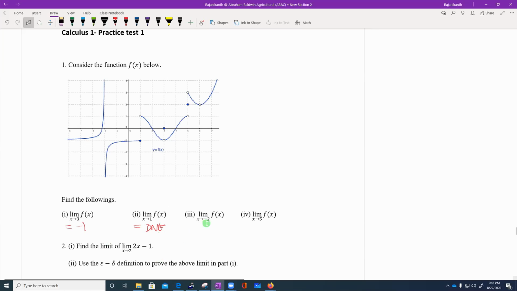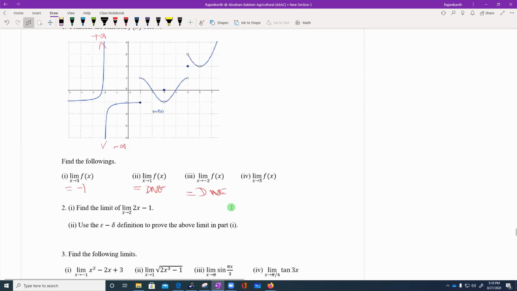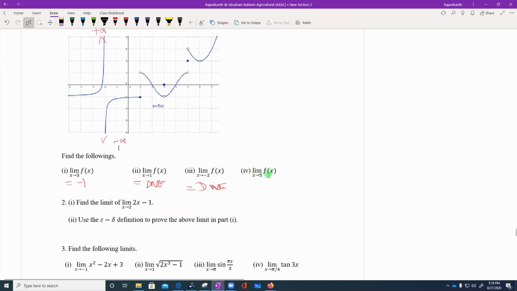Okay. x approaches negative 2. What's happening? What do you think? Does not exist. Yeah, it's an asymptote. The left limit is going to positive infinity, the right limit is going to negative infinity. Two different answers. Again, does not exist. Why? Because the left side is positive infinity, the right side is negative infinity. You can't have two different values. That's why. Okay, limit as x goes to 5 of f(x).